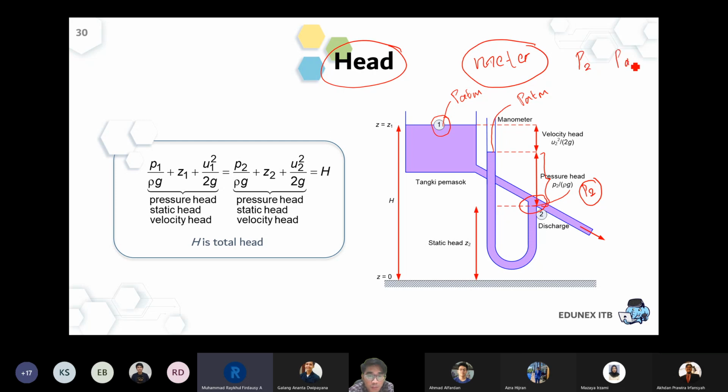P2 compared with atmospheric pressure is lower or higher? Lebih besar tekanan di titik 2 atau lebih rendah tekanan 2 daripada tekanan atmosferik? Kira-kira mana yang lebih, tekanan 2 lebih tinggi atau lebih rendah dari tekanan atmosferik? Is it lebih tinggi, sir? Tekanan 2 higher. Why?